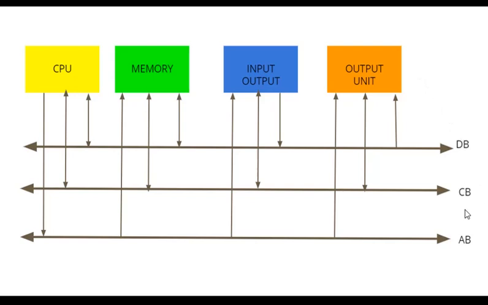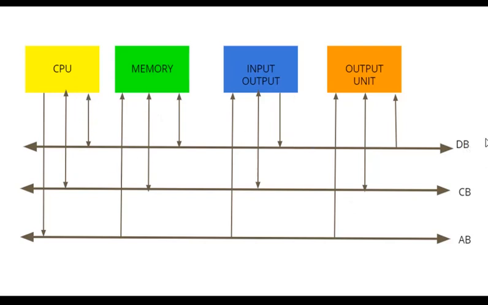Next is your control bus. Now control bus is a bidirectional bus which is used to give the control signal for both your microprocessor and different subunits. This is why you can see there is a bidirectional bus which goes from control bus to each unit and from each unit to control bus.